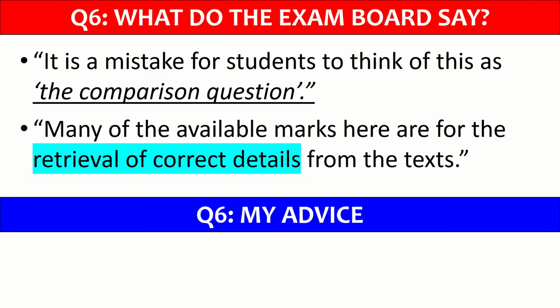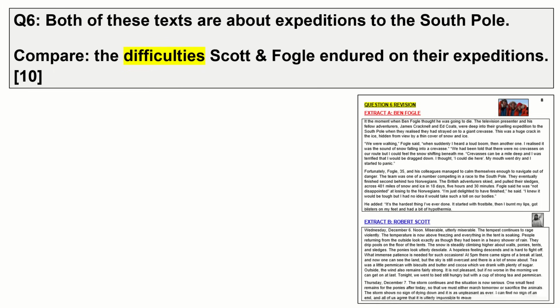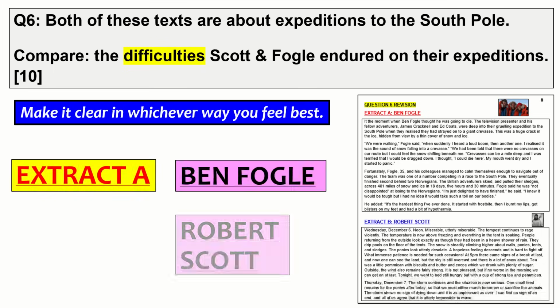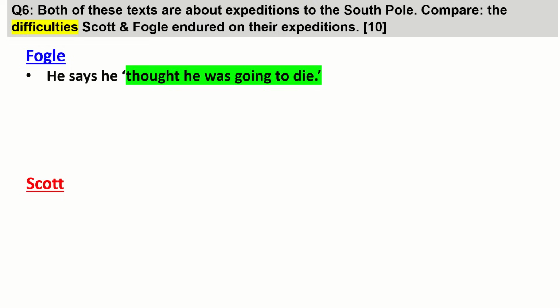My advice for most students would be get your quotes first, then compare and explain your answers if you have time. So if it was me, I would do something like this. Remember, you need to make them clear again. I would just use their names. So if it was me, I would do this. So I would separate it, and then I would just do my quote. So what are the difficulties the men faced?